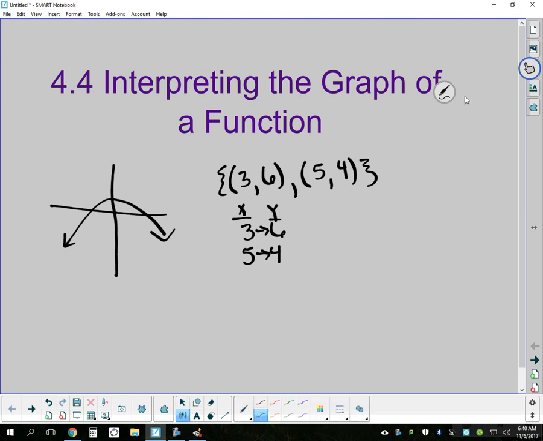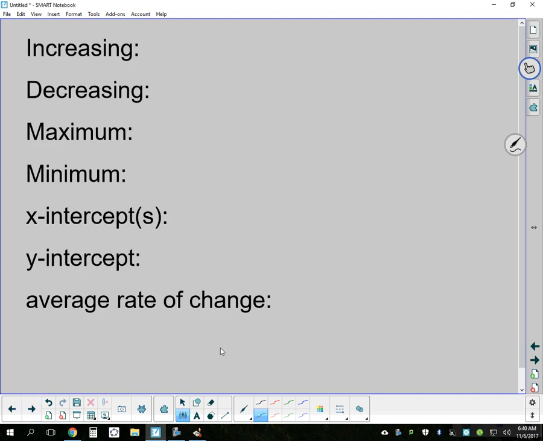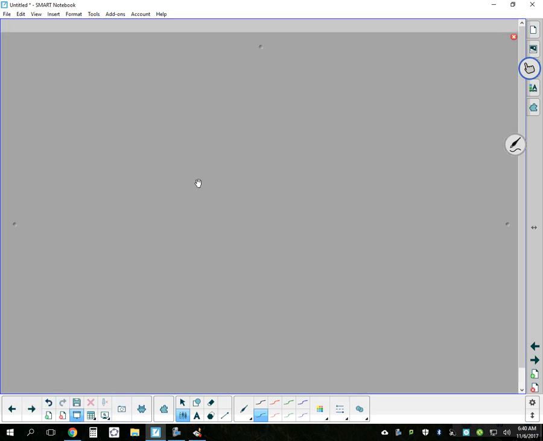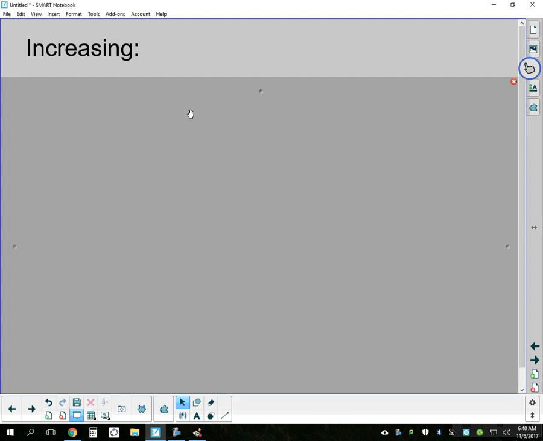So now we're going to say we're looking at only functions, and we're going to look at the graphs of them and see what we can find out. Lots of different things we can find from the graph of a function. Okay, first of all, let's start with increasing. To tell if the graph is increasing, that means reading it from left to right.